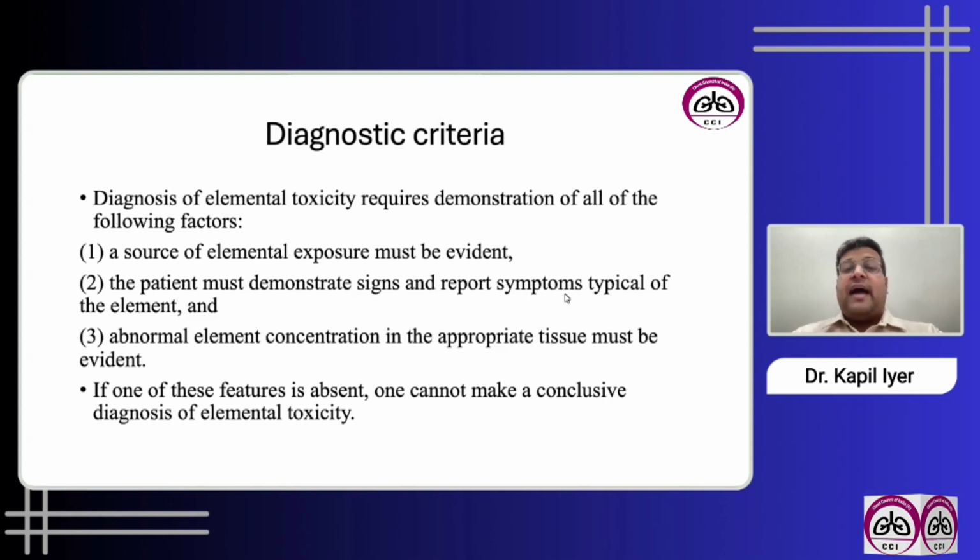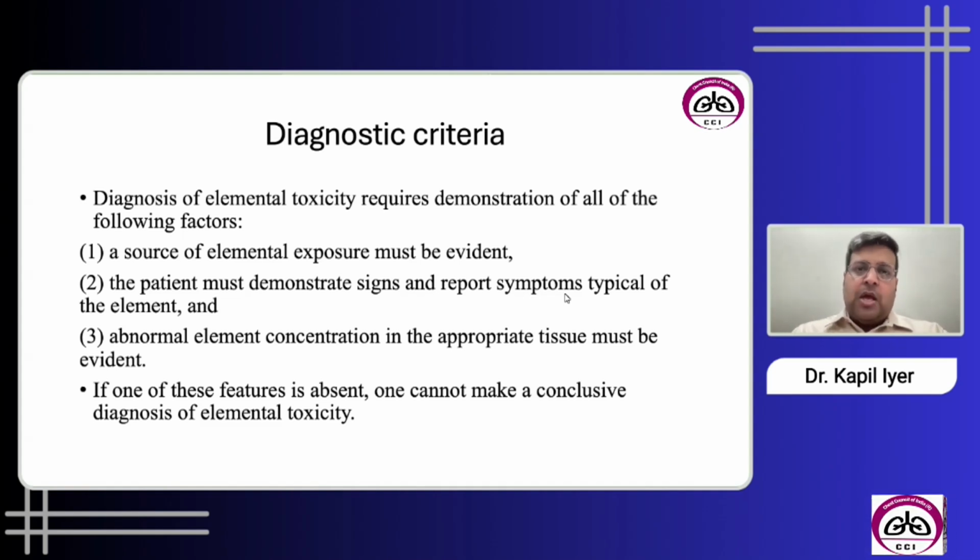Now, this is the last slide. What exactly are the diagnostic criteria? Remember, diagnosis of elemental toxicity requires demonstration of all of the following factors. First, you must have an evident source of elemental exposure. Second, obviously the patient must demonstrate signs and symptoms which are typical of the element. So for example, if you've got lead, you will have a certain clinical picture.